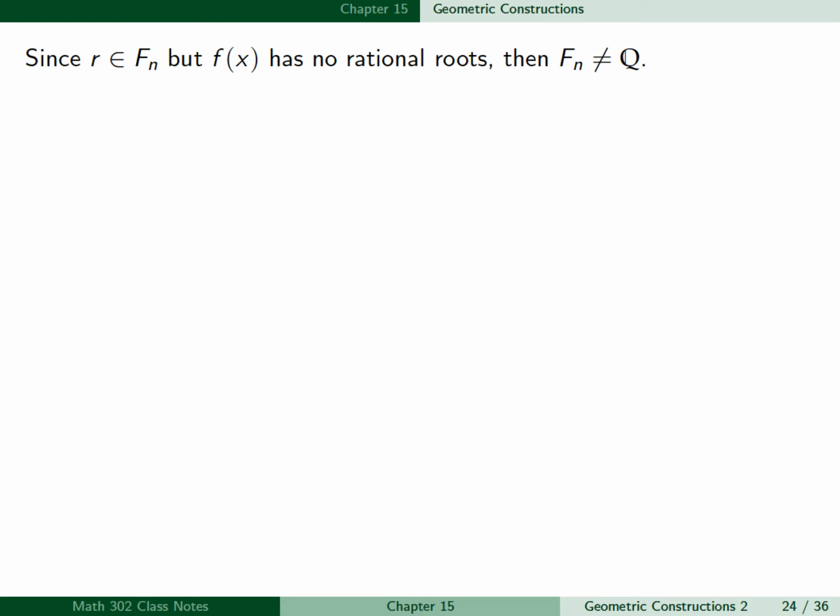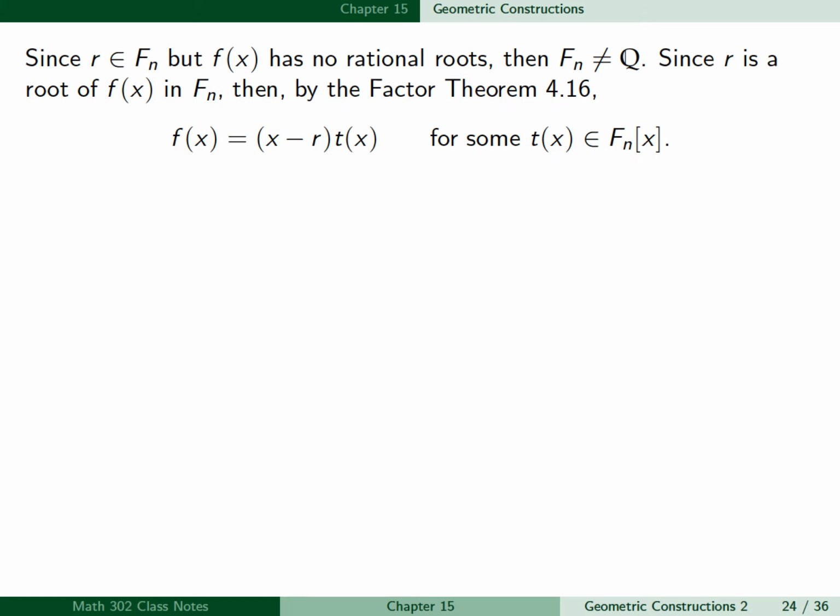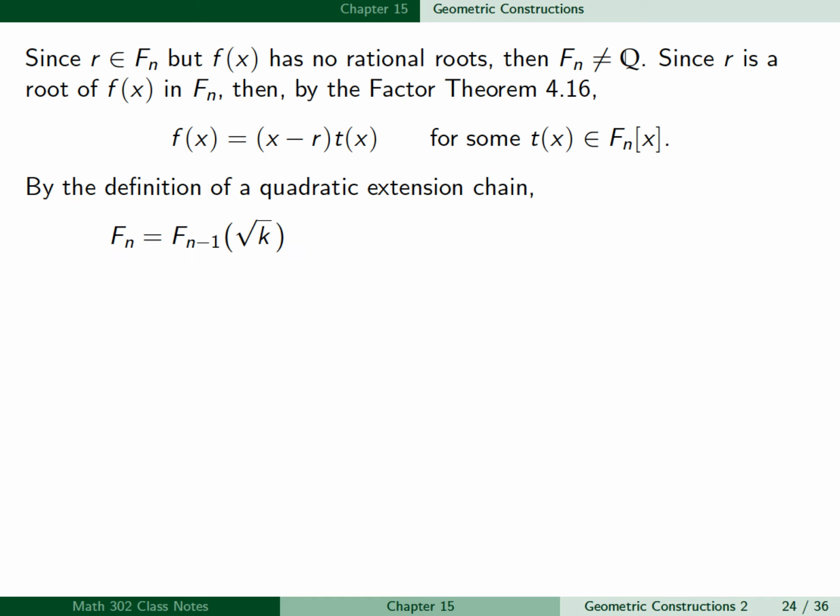Now, since r belongs to F_n, but f of x has no rational roots, then F_n can't be equal to Q, because r is definitely not rational. Since r is a root of f of x in F_n, then by the factor theorem, which is theorem 4.16, f of x is equal to x minus r times t of x for some t of x in F_n[x].